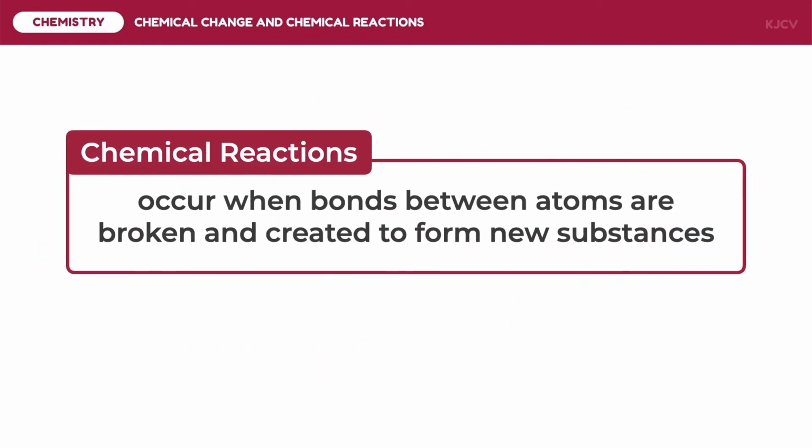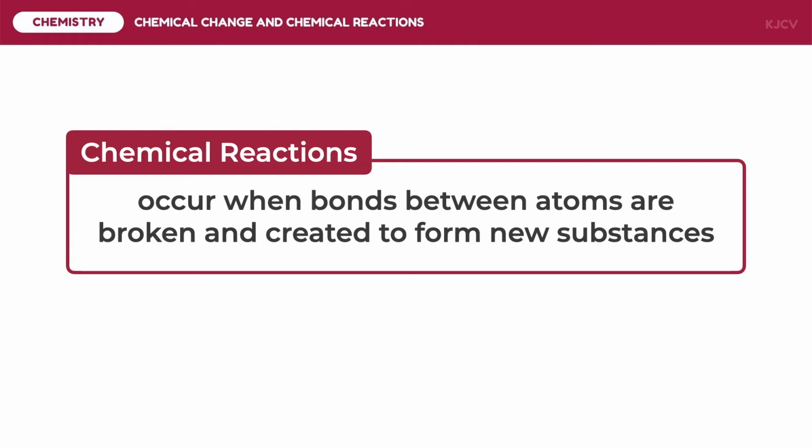Chemical reactions occur when bonds between atoms are broken and created to form new substances. Atoms of elements may be joined together as bonds are created, based on the properties of the atoms. They may also be broken down. In either case, new substances are being formed.